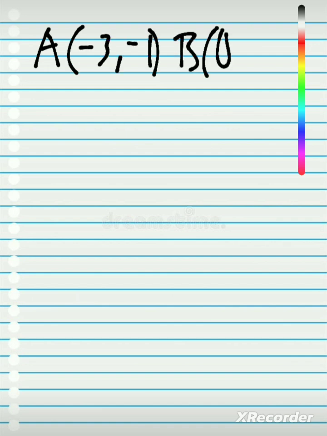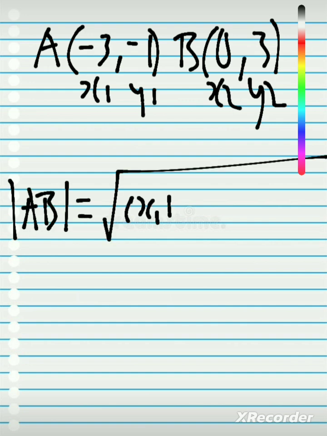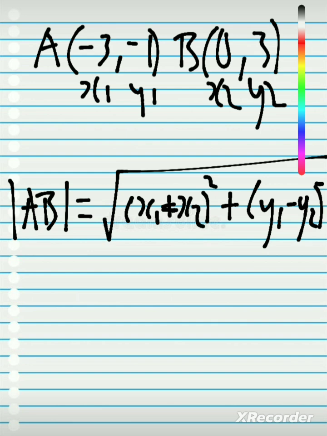Next, there is the length of a line. We're given A is equal to (-3, -1) and B is (0, 3). So this is our x1, y1, and this is our x2, y2. So AB is equal to the square root of (x1 minus x2) squared plus (y1 minus y2) squared. Okay, so we can substitute.